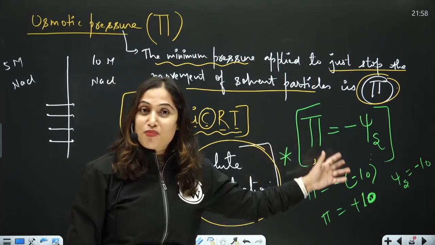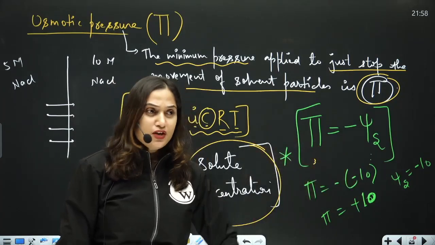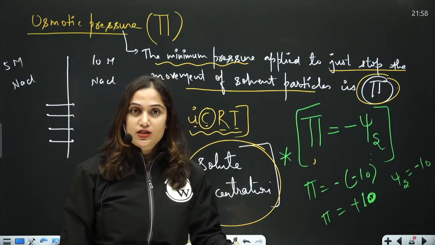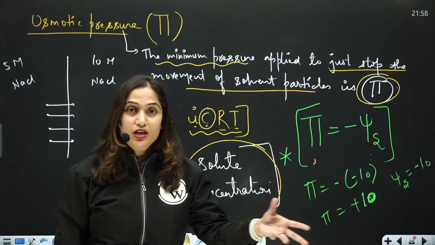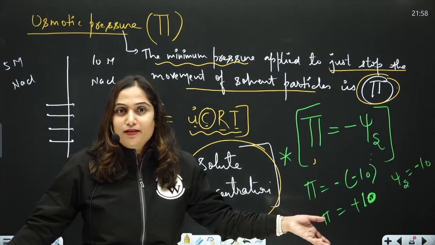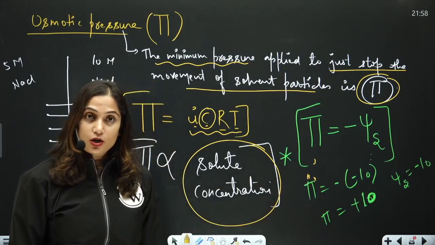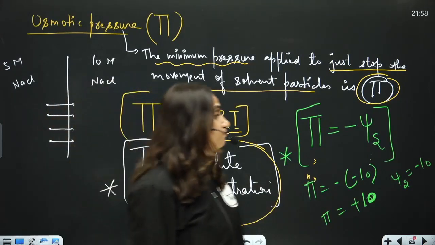Pi is equal to minus psi s. If someone has given that the osmotic potential of the cell is minus 10, what will be its osmotic pressure? Simply 10. So this is a very important relationship between osmotic pressure and osmotic potential. Remember this one. Clear?